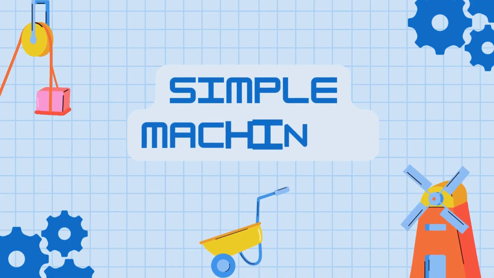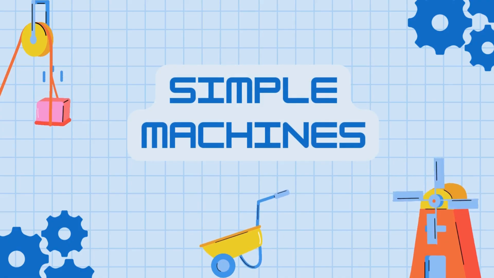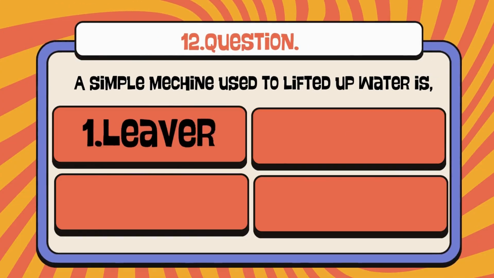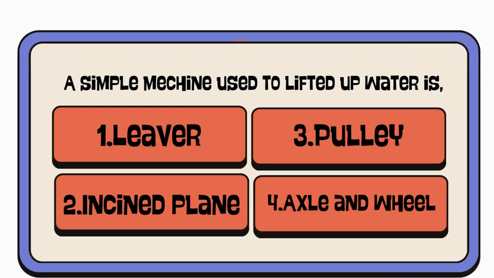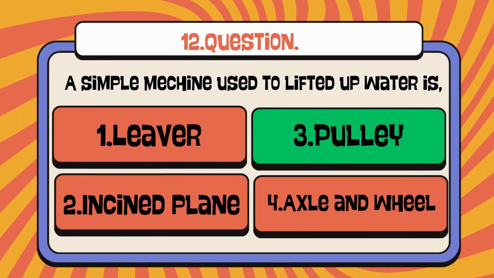Simple machines. Question: A simple machine used to lift up water is: lever, inclined plane, pulley, axle and wheel. Answer 3. Pulley.